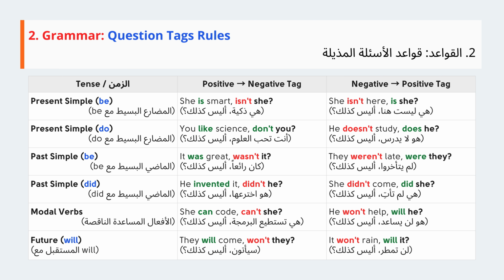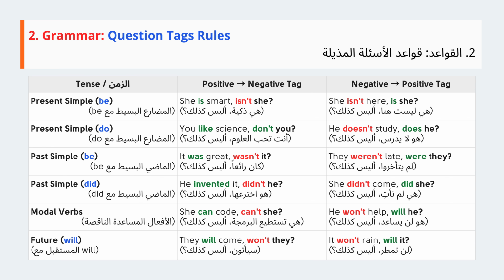Let's look at the rules for different tenses. For present simple, with the verb to be, positive. She is smart, isn't she? Negative. She isn't here, is she? For present simple with the verb to do, positive. You like science, don't you? Negative. He doesn't study, does he?